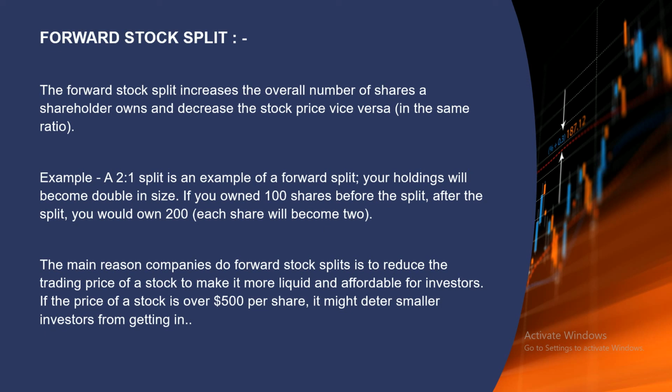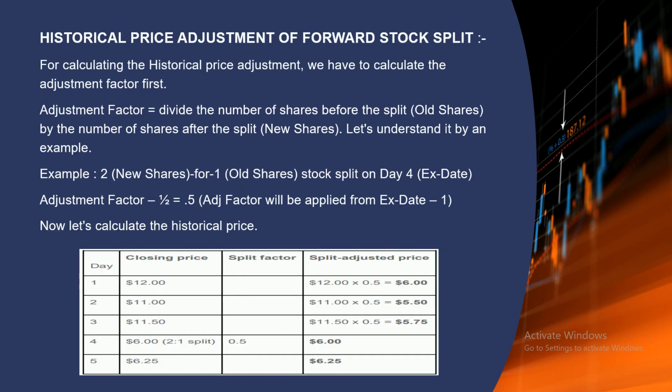Now the company generally announces a forward stock split to reduce the trading price of the stock and make it affordable for the investor. Now we will understand how the prices of shares are calculated or adjusted in the market due to the forward stock split. There is a term called adjustment factor which needs to be calculated before adjusting the historical price. Let's take the example of a 2 for 1 stock split happening on day 4, which is also the X date, as also shown in my presentation.